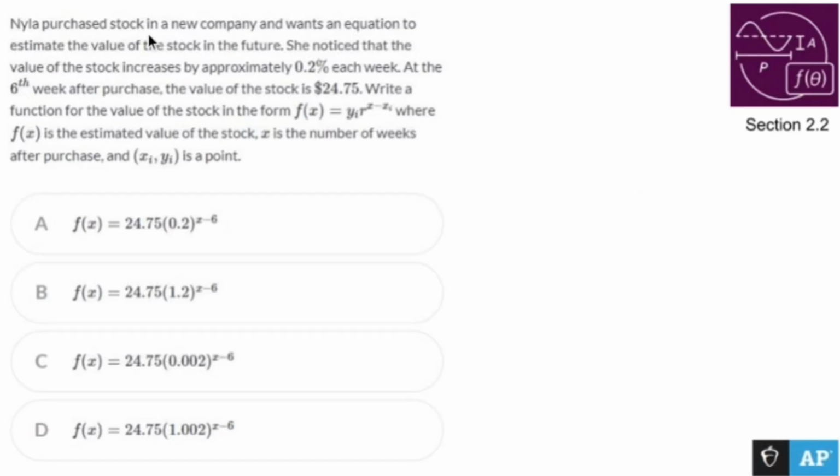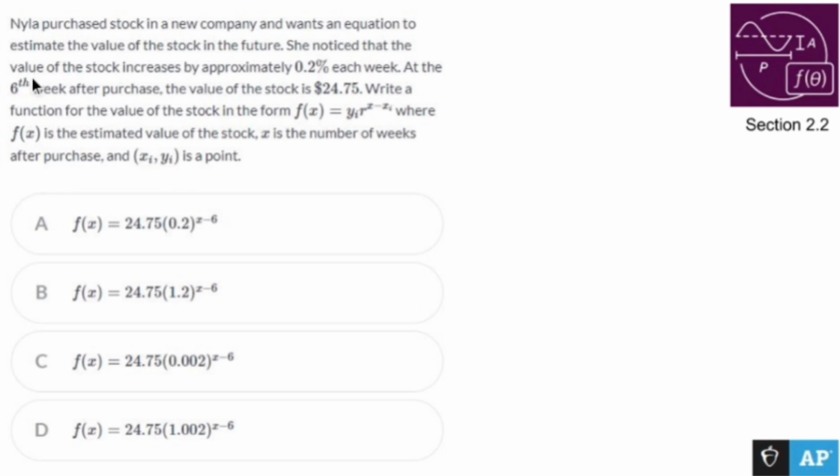Nyla purchased stock in a new company and wants an equation to estimate the value of the stock in the future. Good for you, Nyla. She notices that the value of the stock increases by approximately 0.2% each week. At the 6th week after purchase, the value of the stock is that much. Write a function in the form f of x equals y sub 1 times the growth factor, where f of x is an estimated value of the stock, x is the number of weeks after the purchase, and x sub 1, y sub 1 is a point.